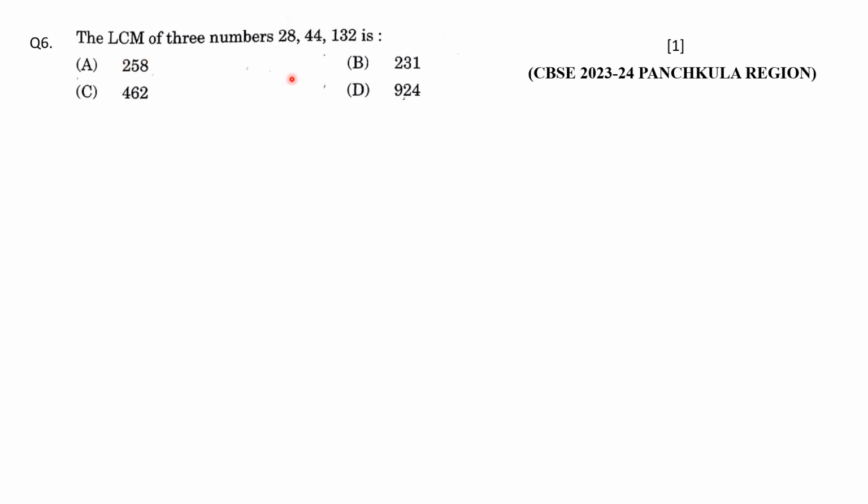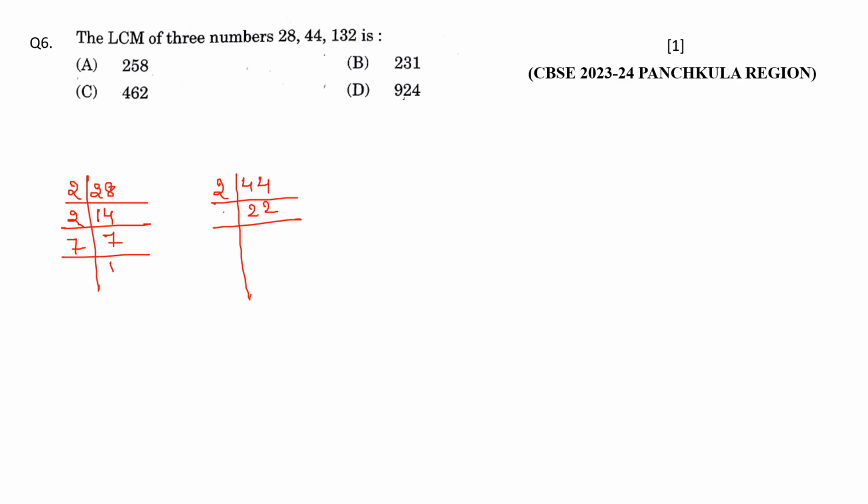Now question number 6. The LCM of three numbers 28, 44 and 132 is. So to find the LCM, let's first do the prime factorization. So 28, it is an even number, so 2 table, 2 times 14, then again 2 times 7, and 7 itself is a prime number, so 7 times 1. Next 44. So again first 2 table, 2 times 22, again 2 times 11. Now 11 is a prime number, so 11 times 1. Next is 132. So 2 times 66, then 2 times 33, then 3 times 11, and 11 is a prime number, so 11 times 1.